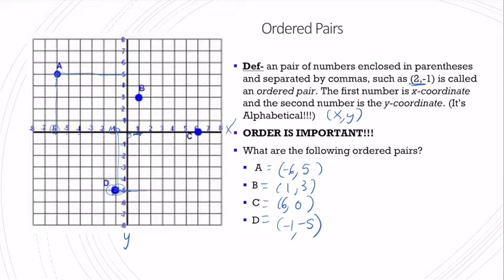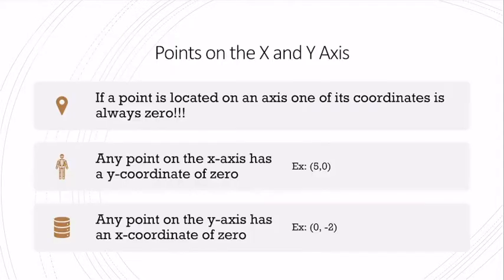That's how we're going to be able to find plots on the coordinate plane. Friendly reminder that any point on the x-axis has a y-coordinate of 0, and any point on the y-axis has an x-coordinate of 0. That's because on the y-axis the x value is 0, and on the x-axis the y value is 0.